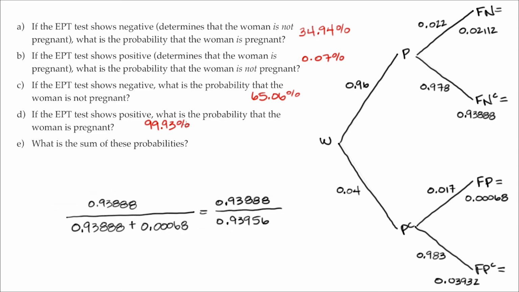So what is the sum of these probabilities? If I was to add this probability and add this probability, add this probability and add this probability, it'll total to 200%, not 100%. The reason it's going to total to 200% is because there's two different outcomes. One is the false negative and the other one is the false positive. If a woman is pregnant, then the test is going to be correct 99.93% of the time. That's reflected here in letter D. If a woman is not pregnant, then the test is going to be correct 65.06% of the time. So the test is much more accurate if the woman is actually pregnant than if she's not pregnant. And there we go.